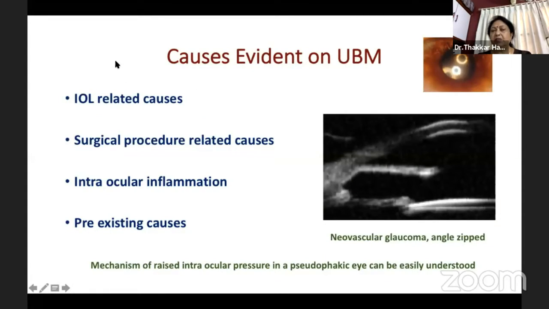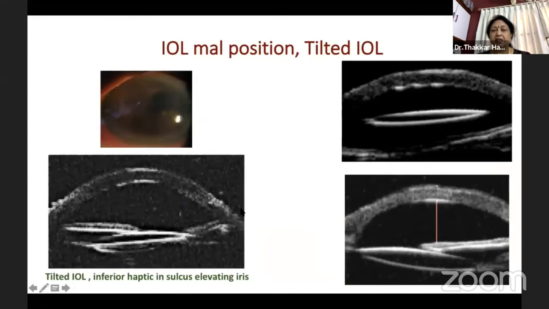These causes can be divided, for ease, into IOL related causes, surgical procedure related causes, intraocular inflammation following surgery, and some pre-existing causes at times, but they are very greatly interrelated. We cannot 100% separate one from the other, and thereby we can make out the mechanism of raised intraocular pressure in a pseudophakic eye. The main culprit is IOL malposition or tilted IOL. Usually in these cases, there is corneal edema.